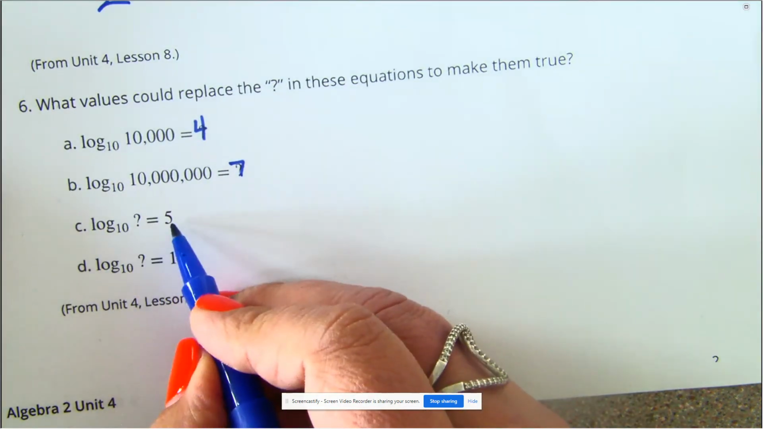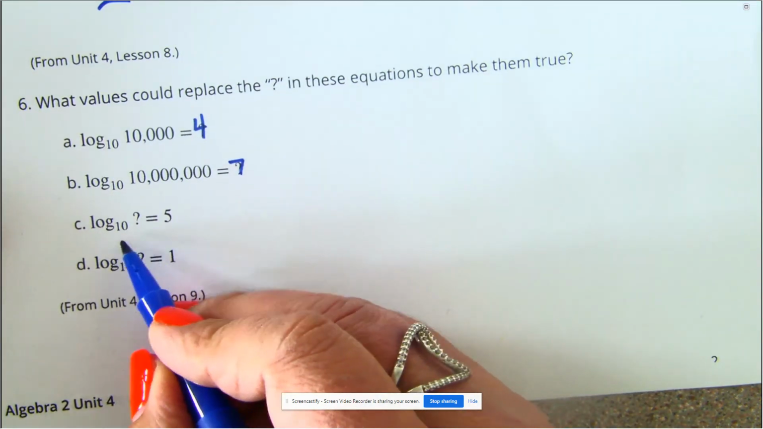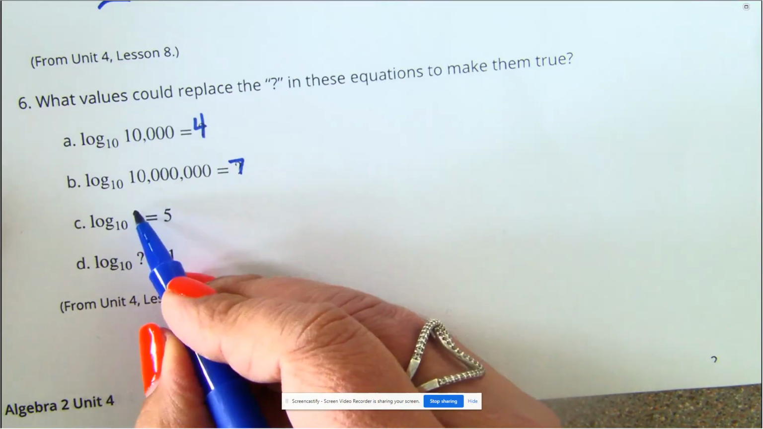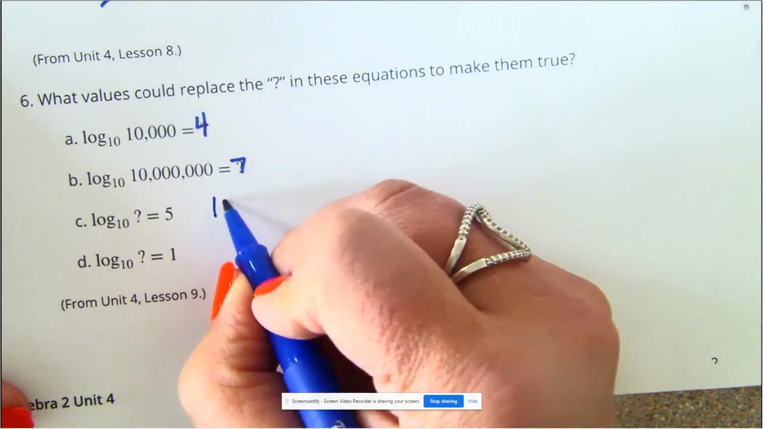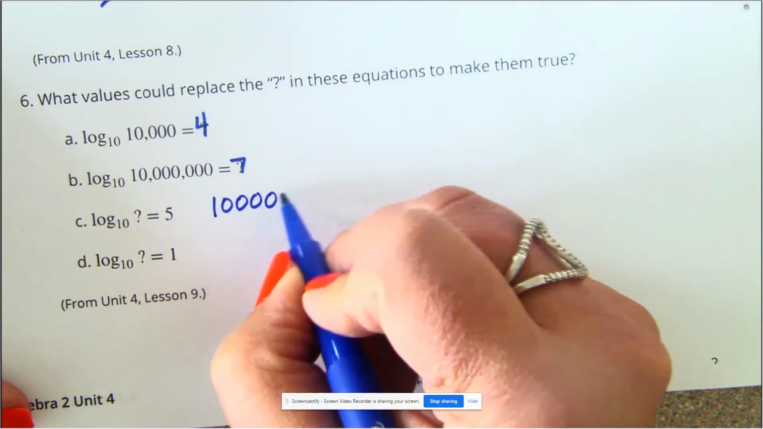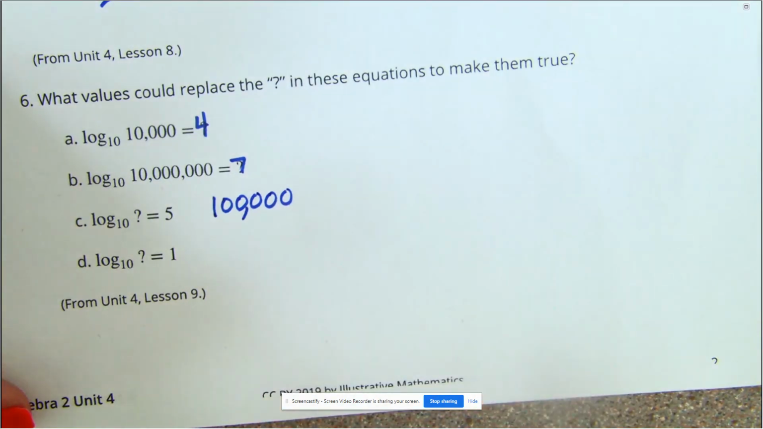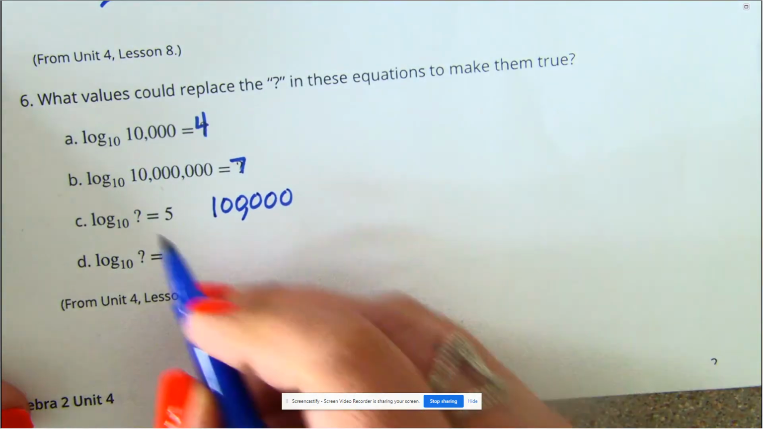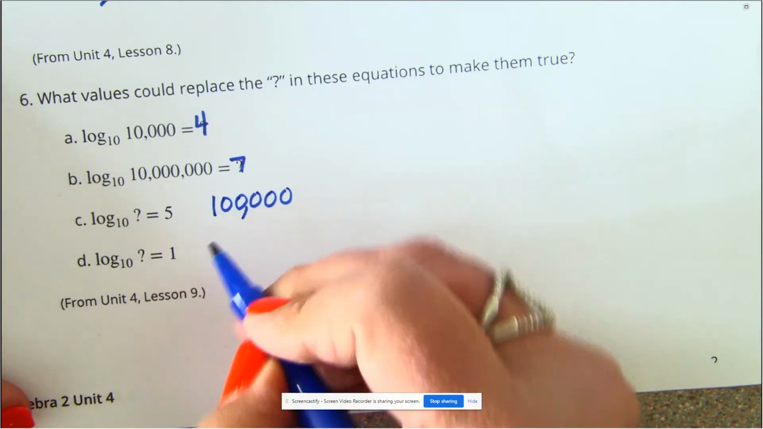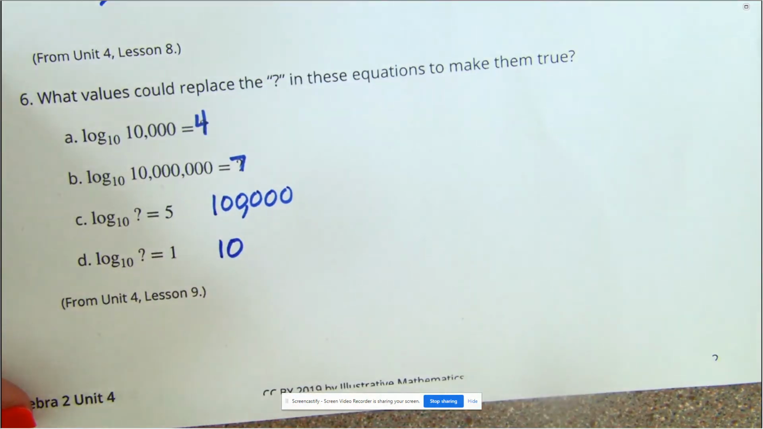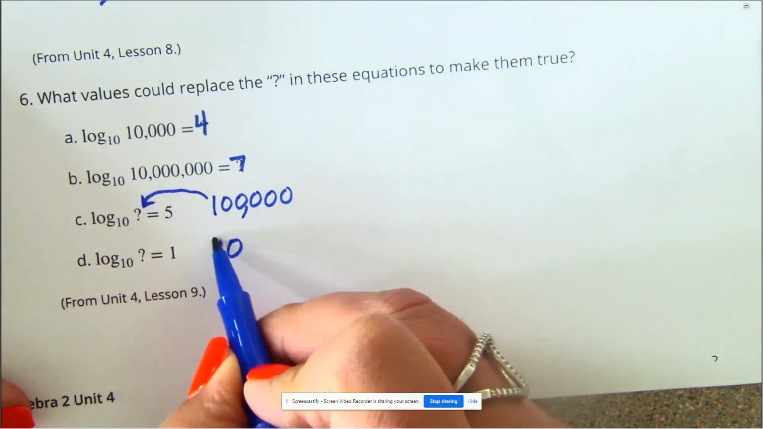Ooh, now they're giving me the power. Sorry. 10 to the 5th would be what? That would be 1, 2, 3, 4, 5 zeros: 100,000. 10 to the 1 is what? 10. That's what would go in that spot right there.